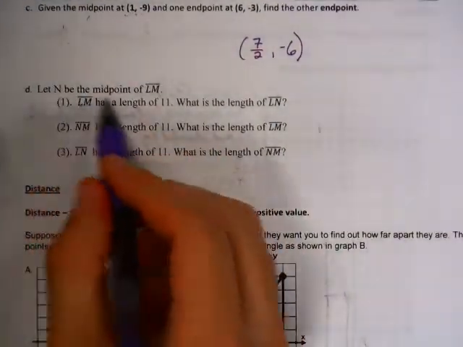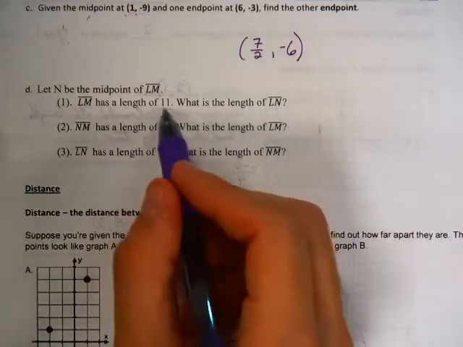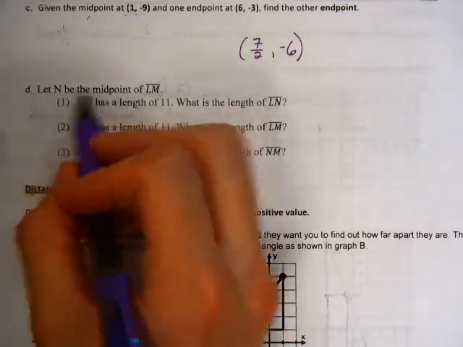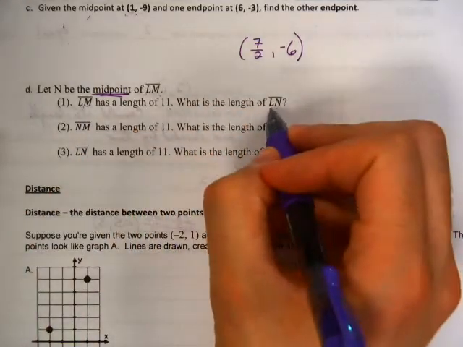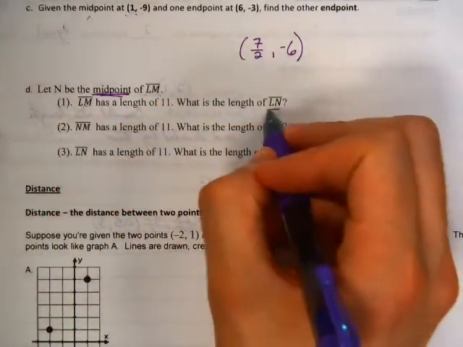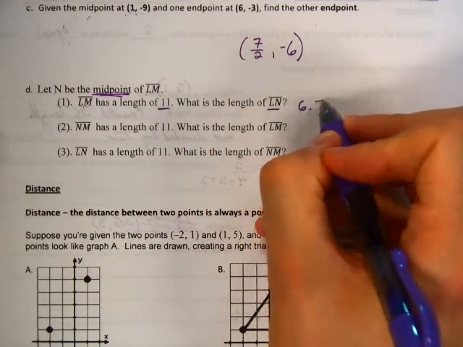So let N be the midpoint of LM. LM has a length of 11. What is the length of LN? Well, since N is the midpoint, it is halfway between L and M. So LN would then be half of this length. So the length of it would be 5.5.